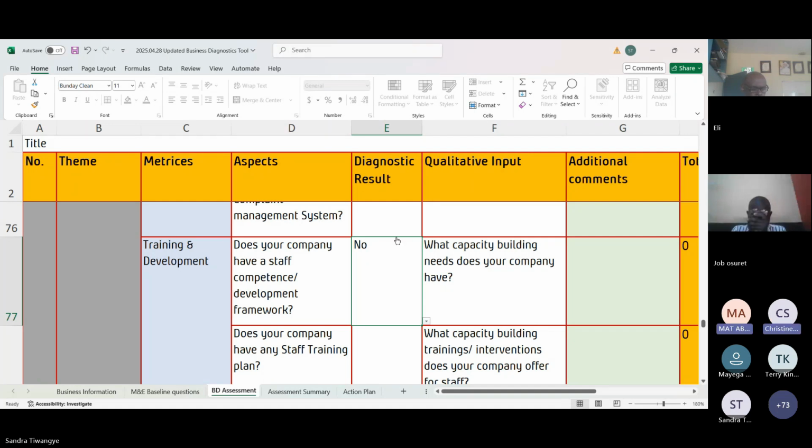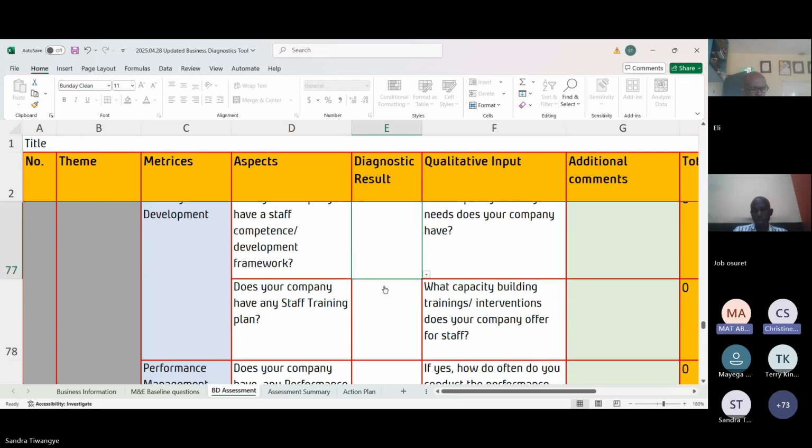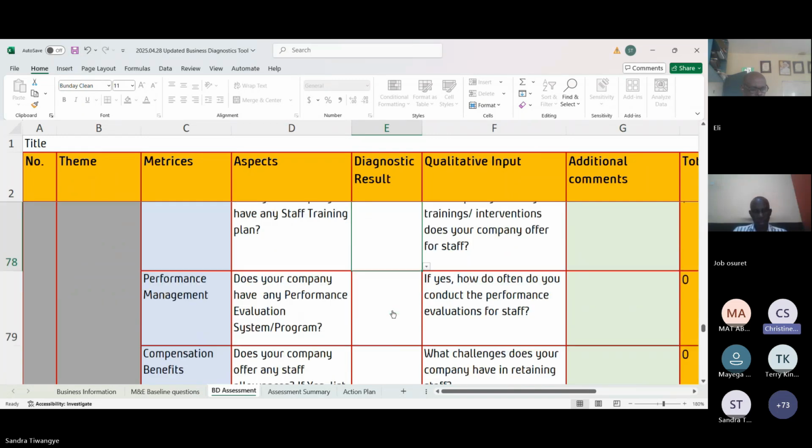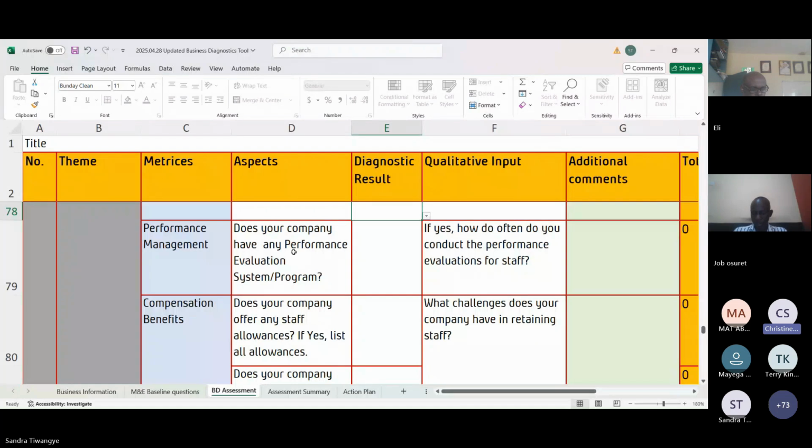Okay, so if you have a matrix or framework in place to develop skills and capacities of your staff, click yes. But do you have a training plan? Is there anything that has been prepared to know when and how the staff are going to be trained? Let's look at performance management. Do you have a system to evaluate performance for your staff?